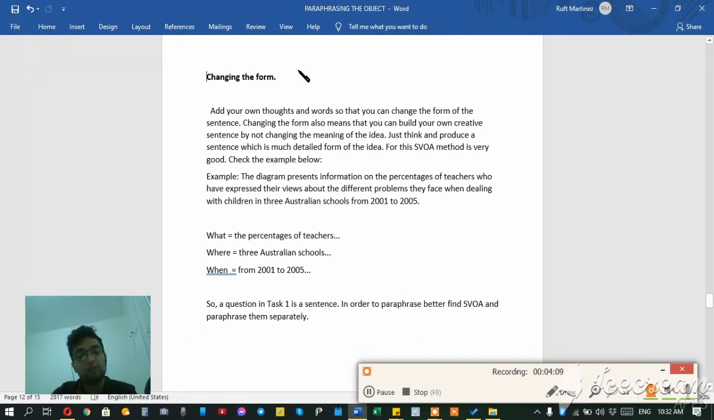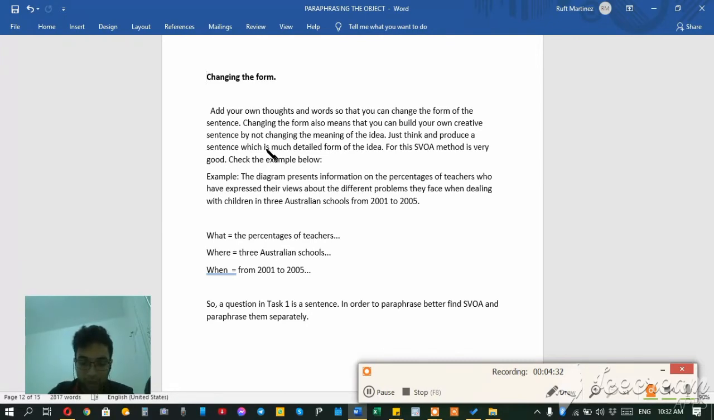Changing the form generally means adding your own thoughts and words so that you can change the form of the sentence. Changing the form also means that you can build your own creative sentence by not changing the meaning of the idea. Let's say that there is one sentence. Okay, obese people should eat less, for example.